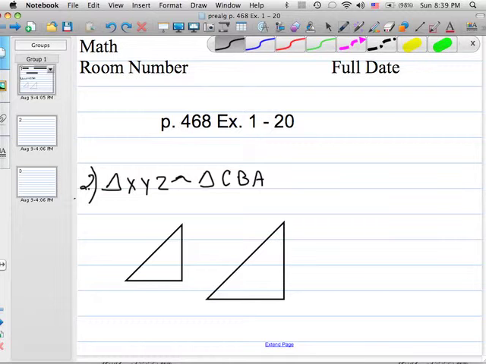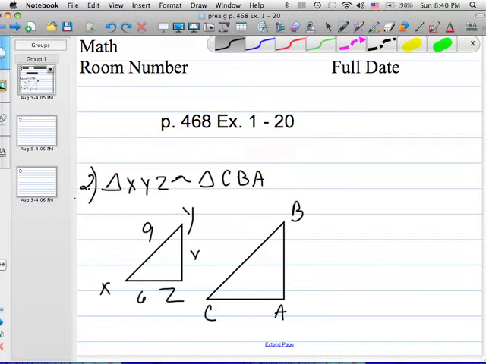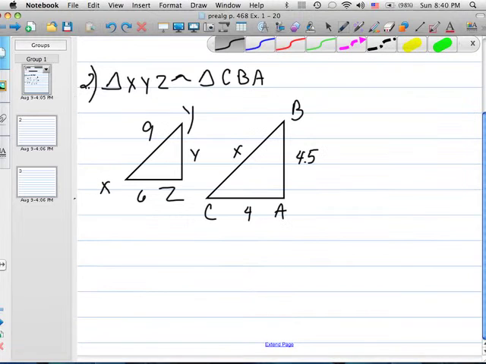And this is XYZ, and this is BCA. And we're given the value 6 for this side, 9, and we're looking for y. We're given the values of 4.5 for side AB and 4 for side AC.